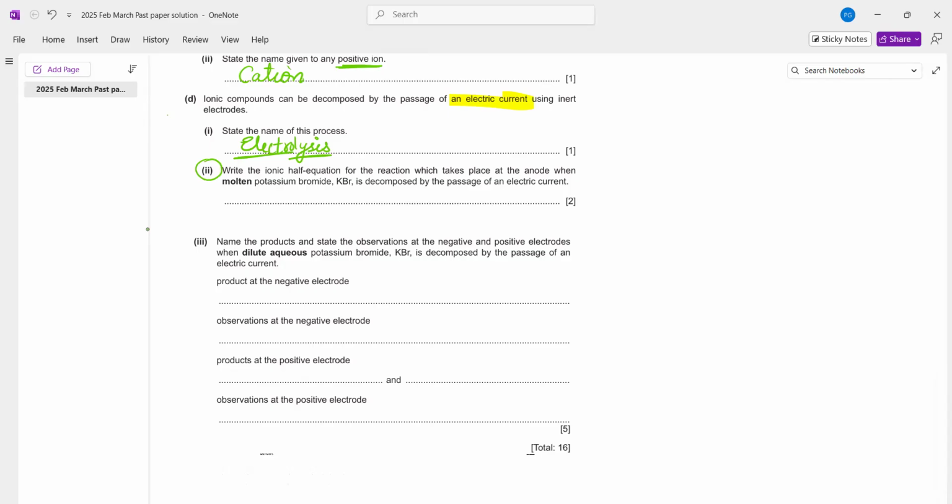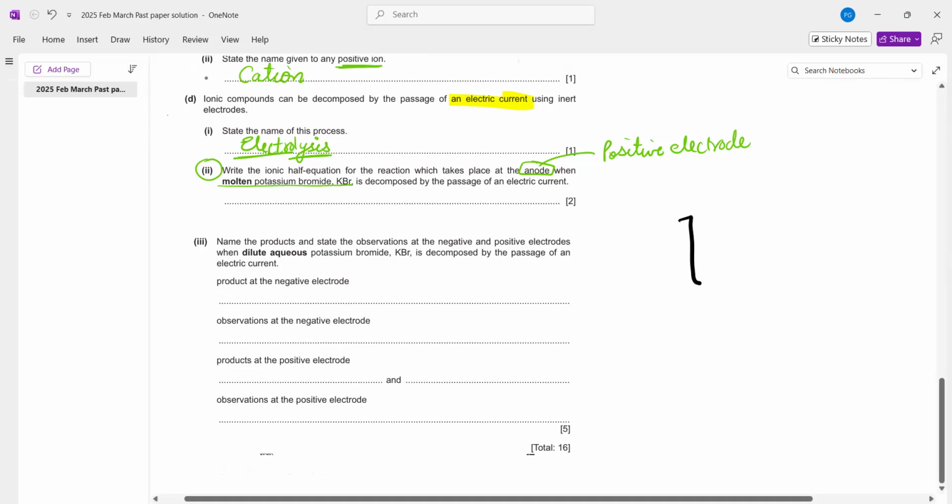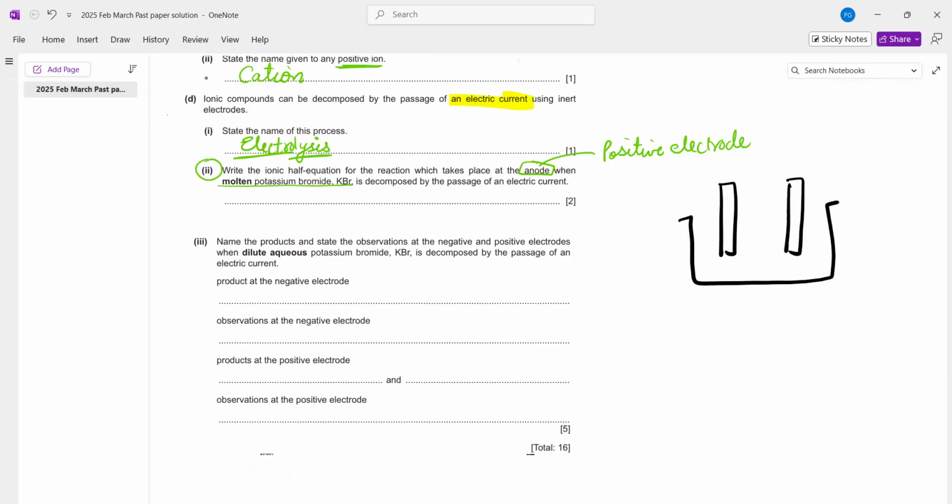What they want us to do in the next part is write the ionic half equation for the reaction which takes place at the anode. Anode is the positively charged electrode, when molten potassium bromide is decomposed by the passage of electric current. So they are saying that we had a setup. We know the setup for electrolysis is like this, that we have two electrodes, anode and cathode. We connect it to a battery. This is anode, this is cathode. Anode is positive, cathode is negative.